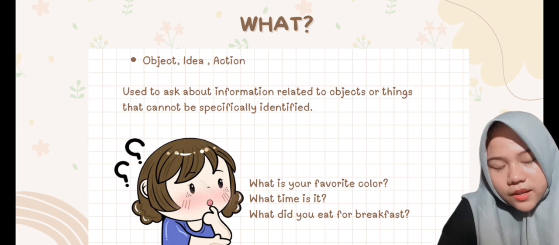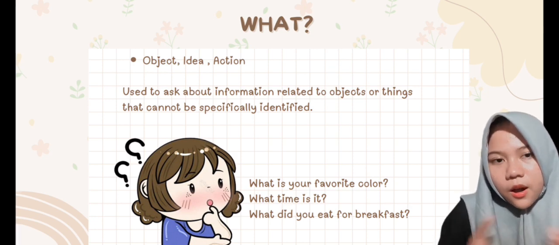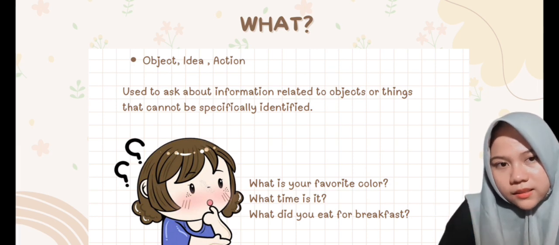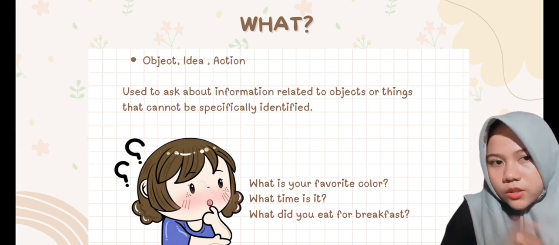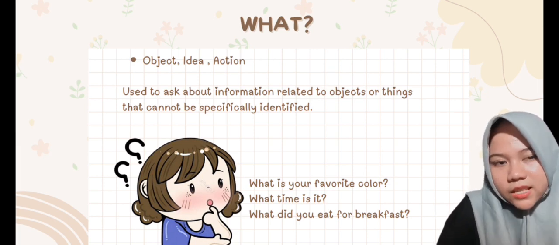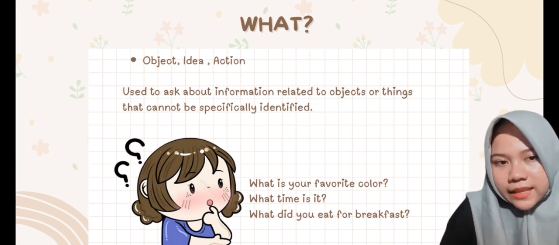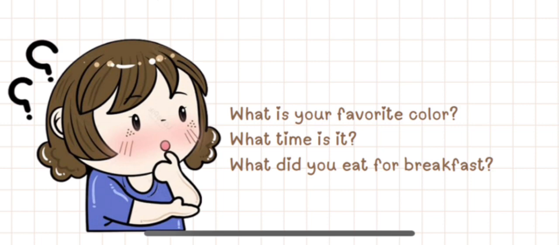The first WH question is what. What is asking for an object, idea, or action. What is used to ask about information related to objects or things that cannot be specifically identified. For example, what is your favorite color? What time is it? What did you eat for breakfast?